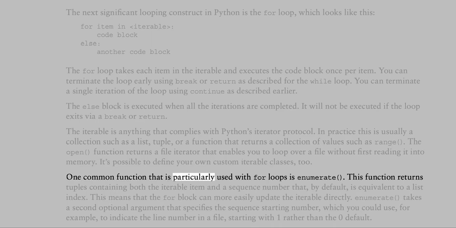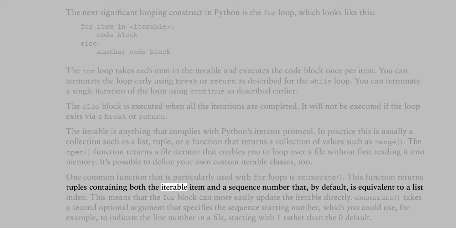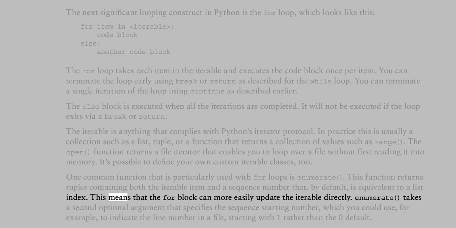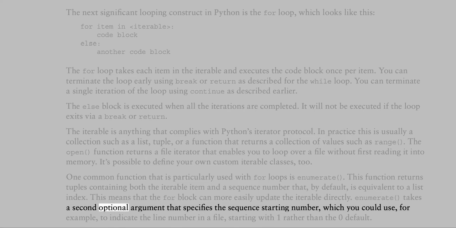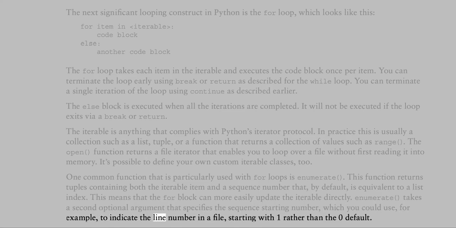One common function that is particularly used with for loops is enumerate. This function returns tuples containing both the iterable item and a sequence number that, by default, is equivalent to a list index. This means that the for block can more easily update the iterable directly. Enumerate takes a second optional argument that specifies the sequence starting number, which you could use, for example, to indicate the line number in a file, starting with 1 rather than the 0 default.